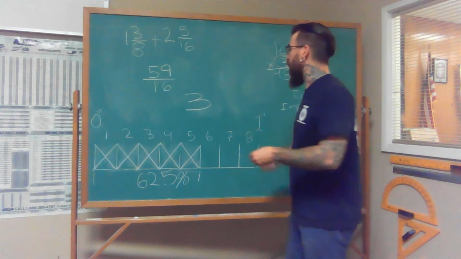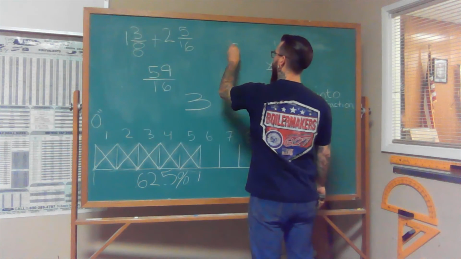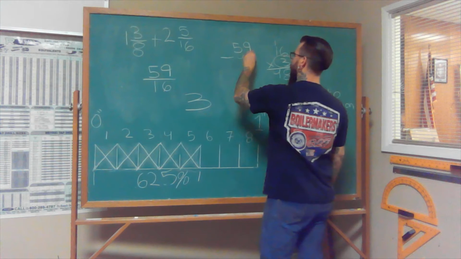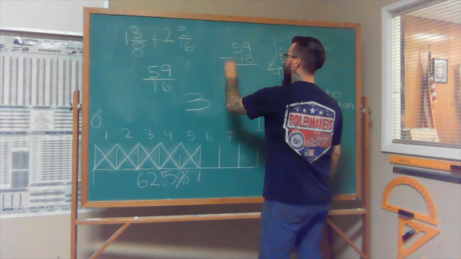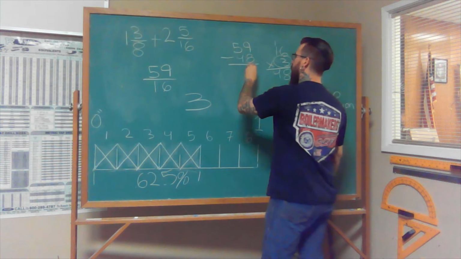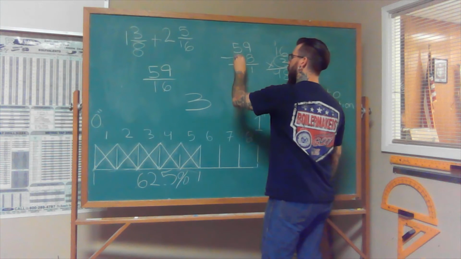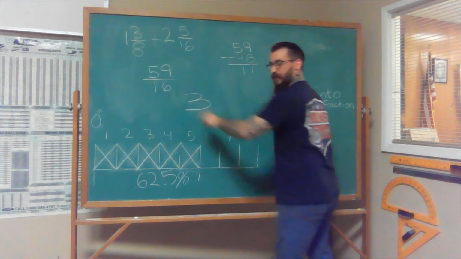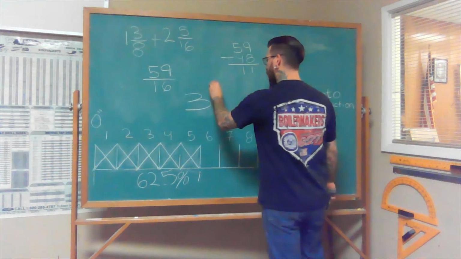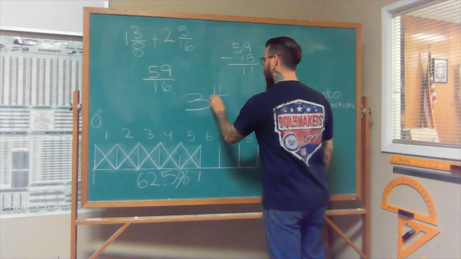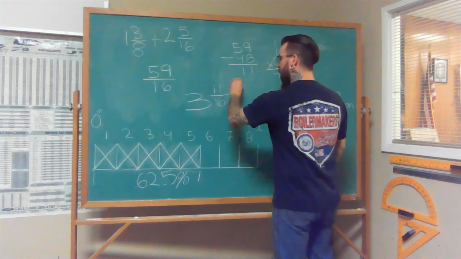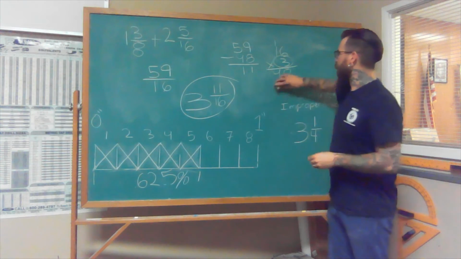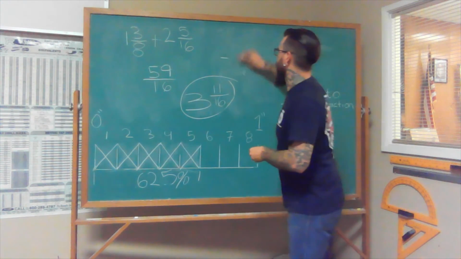Simple subtraction. So 59 minus 48, which is how much we stole from them. 9 minus 8 equals 1. 5 minus 4 equals 1. So we are left with 11/16 of an inch. Our final answer out of all of that is 3 11/16.